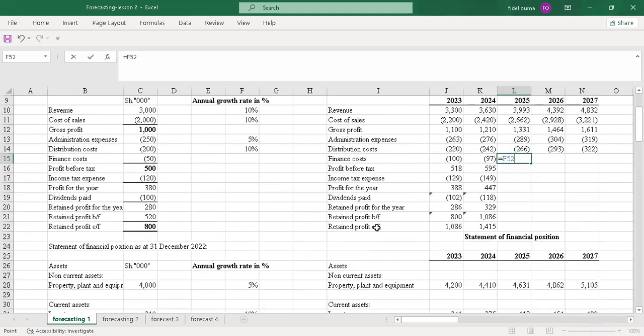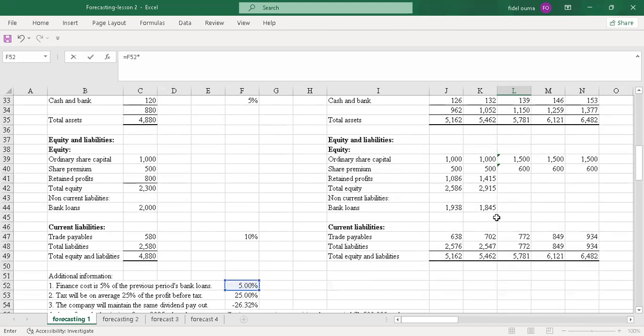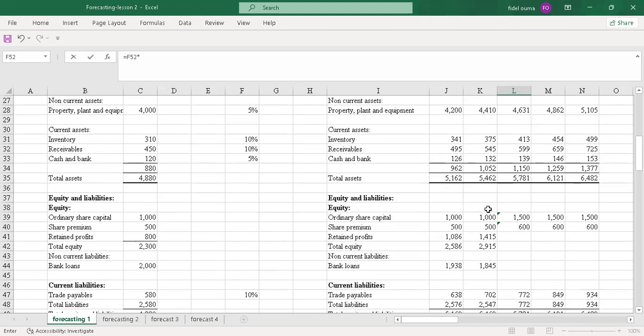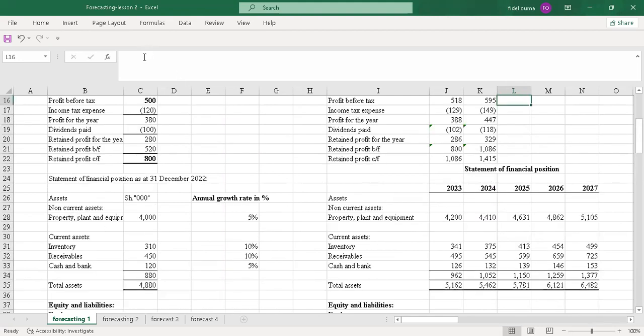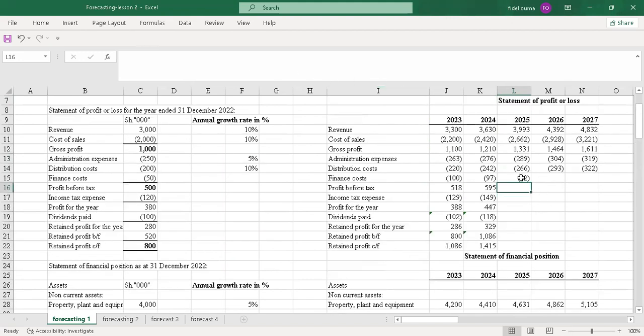Then I multiply by the previous year bank loan, which in this case is 2023. So I just pick this, but I'll put a negative sign. Once I have a negative, this will follow automatically. So my profit before tax will just be the difference. Just drag. Then income tax, just copy, just drag. Profit for the year, just drag.